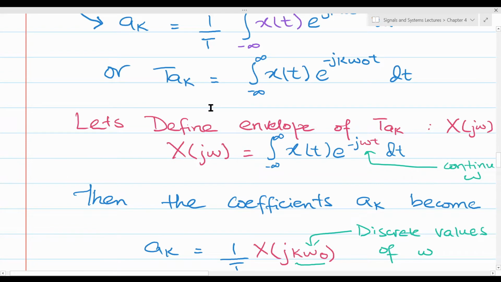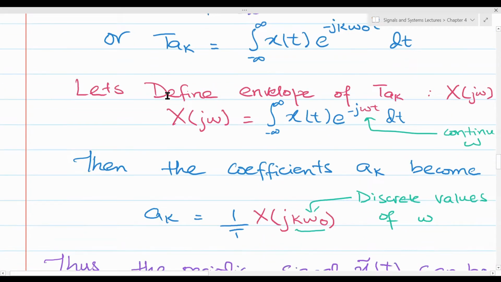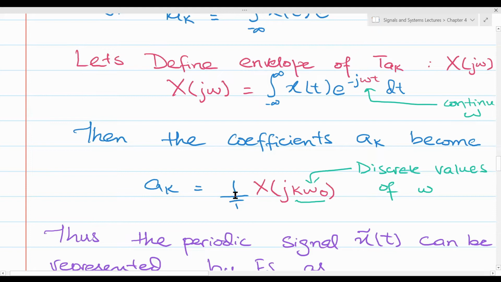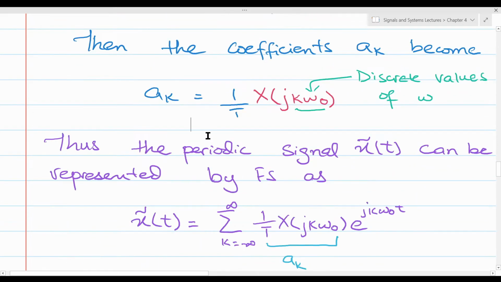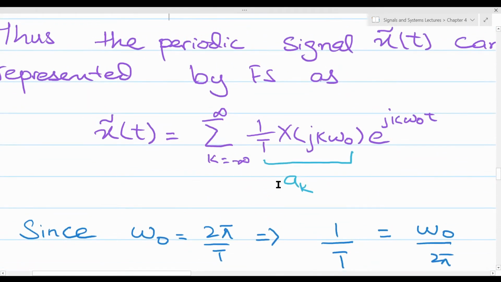Then the coefficients a_k can be represented in terms of the envelope function as 1 over T times the envelope function, and the input argument of this envelope function will be the discrete values of omega, which is k omega naught. So now we have the Fourier series coefficients of our product signal x tilde. We can represent this signal by the Fourier series as this synthesis equation, in which we have a summation of the Fourier series coefficients multiplied by the complex exponential having frequencies at k omega naught.